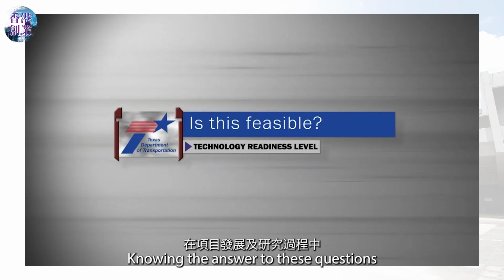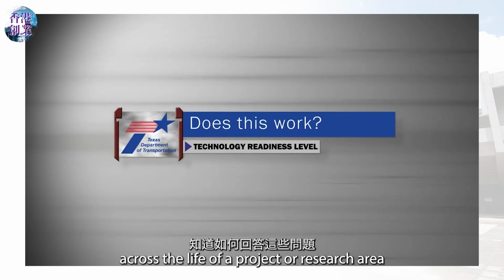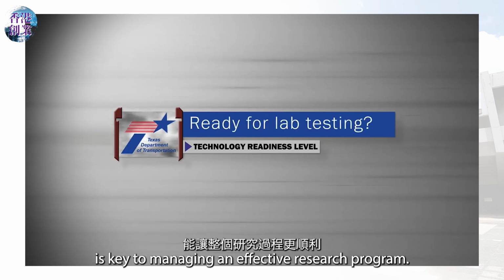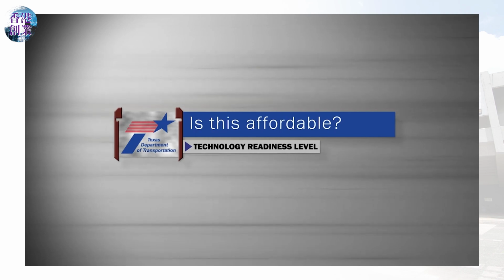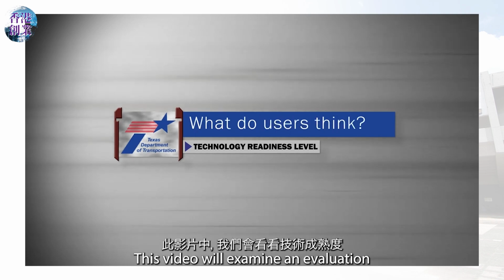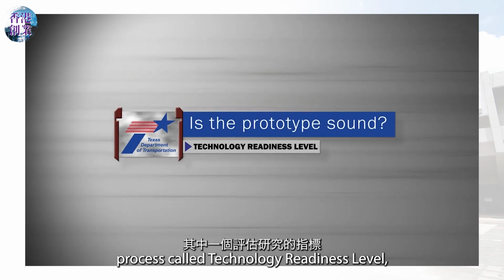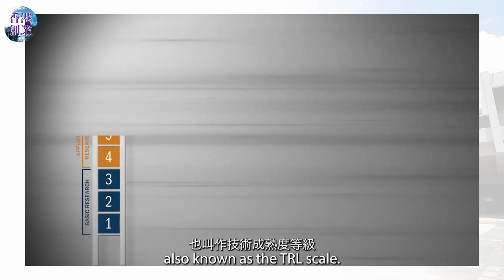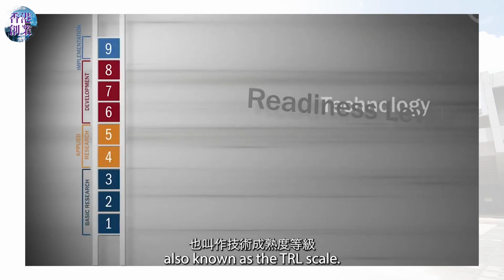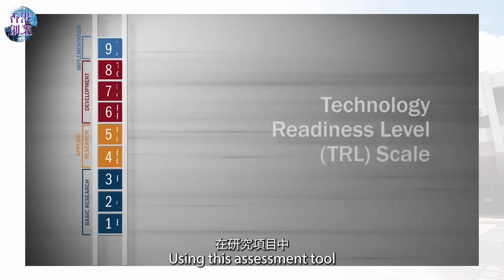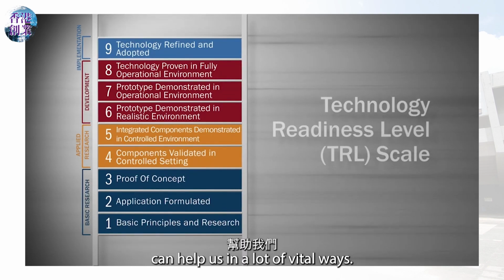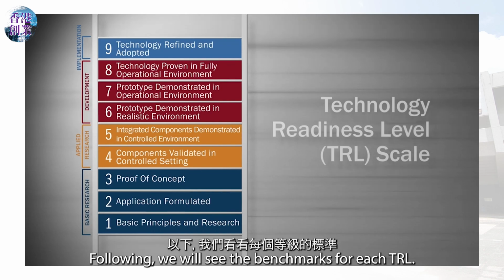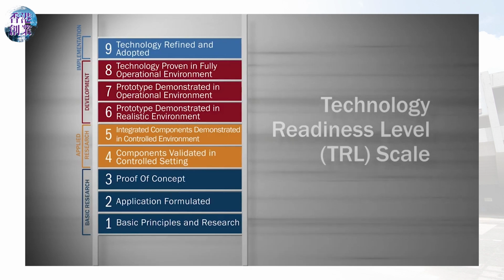Knowing the answer to these questions across the life of a project or research area is key to managing an effective research program. This video will examine an evaluation process called Technology Readiness Level, also known as the TRL scale. Using this assessment tool throughout the life of a research project can help us in a lot of vital ways. Following, we will see the benchmarks for each TRL.